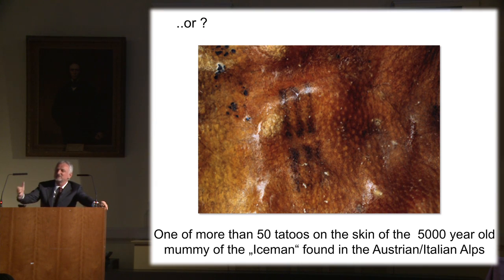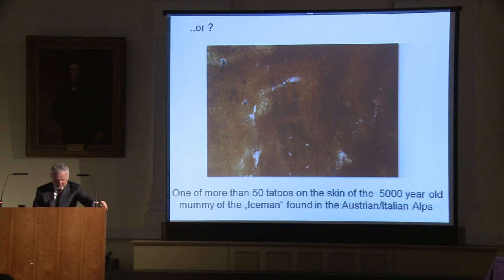But it seems to be a very old art. I brought this from a very old Austrian, the Iceman, which was found at the Austrian-Italian border and died 5,000 years ago. And he has more than 50 of those tattoos, and nobody knows what they signify on his skin. Are they just decorative, or do they have any mystical, mythological significance?